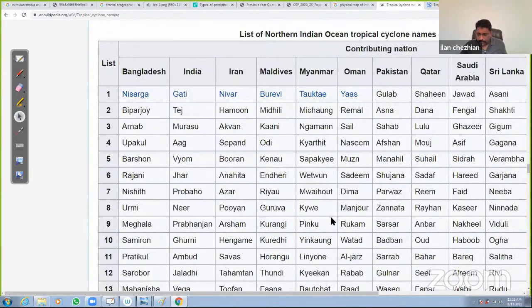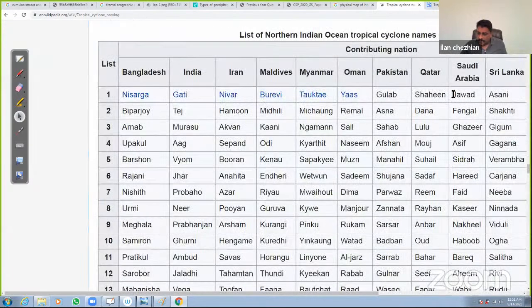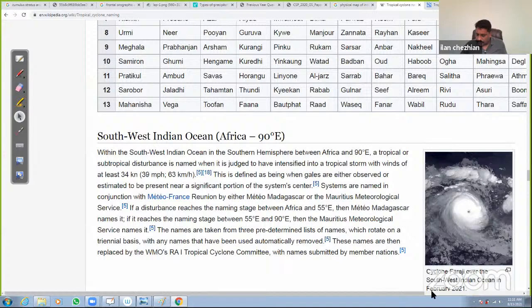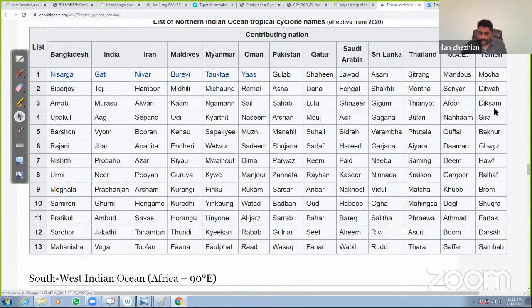Say, for example, the practice is slightly different. What is it? I'll tell you. 13 countries are there in the North Indian Ocean region. What are the 13 countries, my friend? Bangladesh, India, Iran, Maldives, Myanmar, Oman, Pakistan, Qatar, Saudi Arabia, Sri Lanka, Thailand, UAE, and Yemen. See here, it is given in alphabetical order.